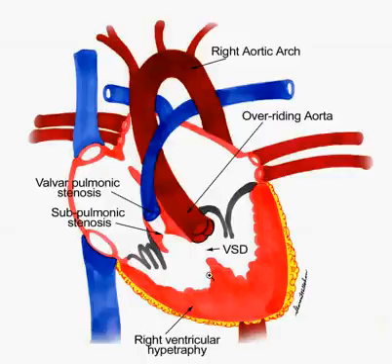Why does tetralogy of Fallot happen? It's a failure of the arteriopulmonary septum to align. Okay, so it's antero-superior displacement of the infundibular septum. Either of those will work.